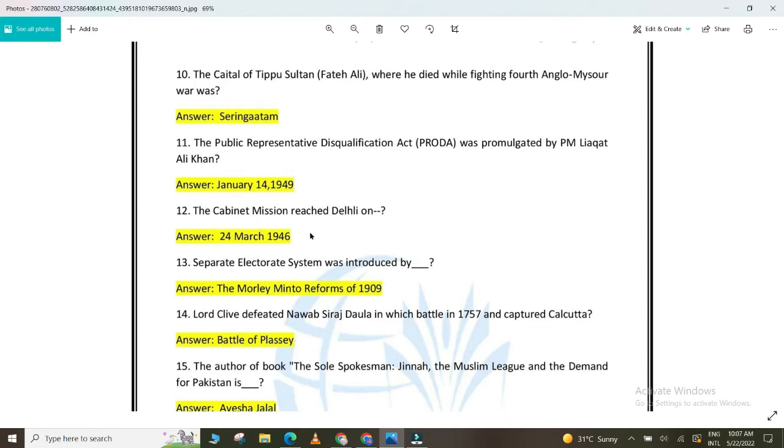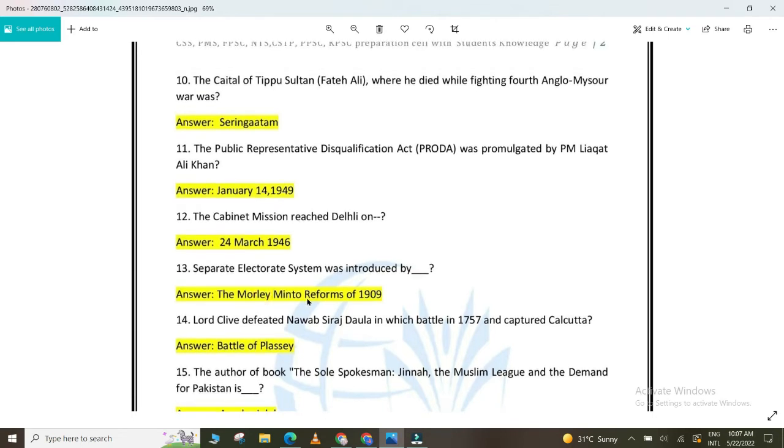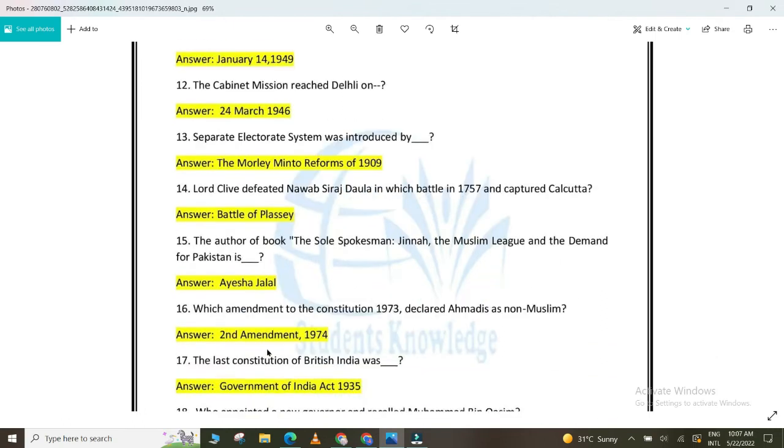The Cabinet Mission reached Delhi on 24th March 1946. The separate electorate system was introduced by the Morley-Minto Reforms of 1909. Lord Clive defeated Nawab Siraj-ud-Daula in which battle in 1757 and captured Calcutta? The Battle of Plassey. The author of the book The Sole Spokesman: Jinnah, the Muslim League and the Demand for Pakistan is Ayesha Jalal.